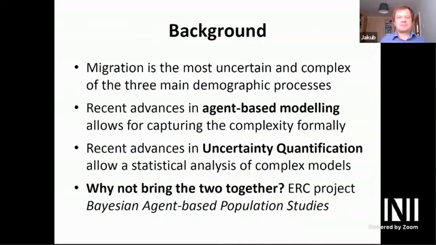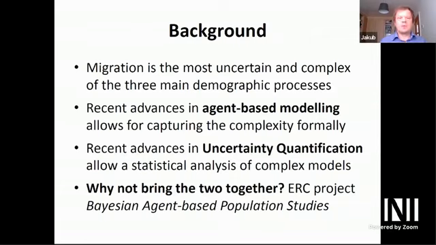And specifically talking about migration, when we talk about the 3 main demographic processes: fertility, mortality, migration, migration is the most uncertain and complex, and it has to do with the fact that pretty much all of it is driven by some form of human agency and choice.